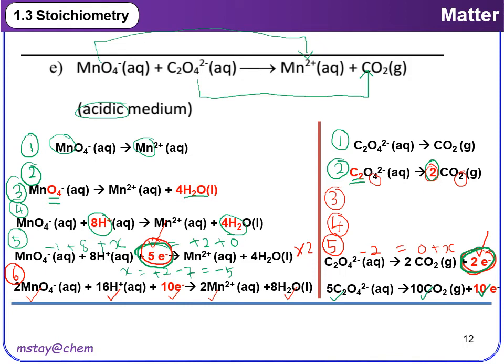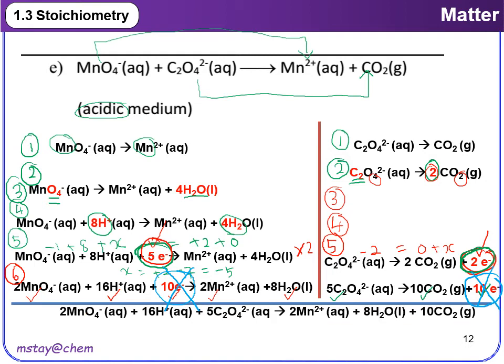When the two half equations are done up to step number 6, we can continue with step number 7. Before we combine, we cancel out the 10 electrons at the left hand side and the 10 electrons at the right hand side. Then we combine the two half equations. This is step number 7. Before we end this question, we see there is H plus in the equation, which means this redox equation is balanced in acidic medium.